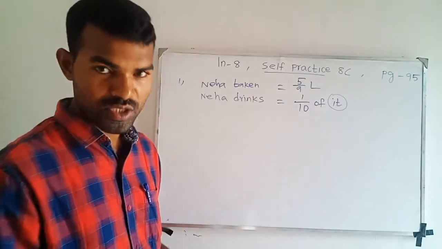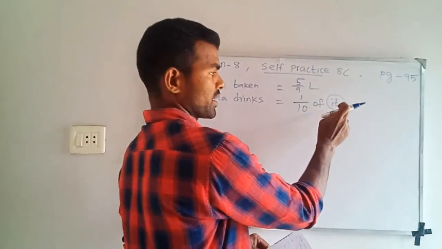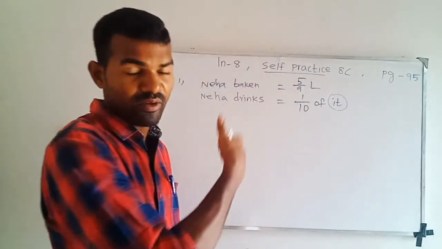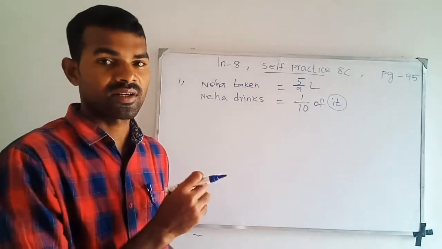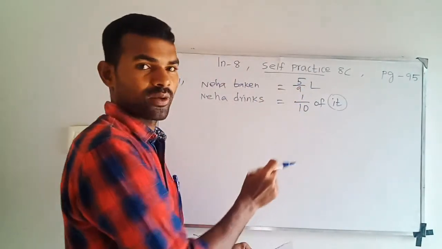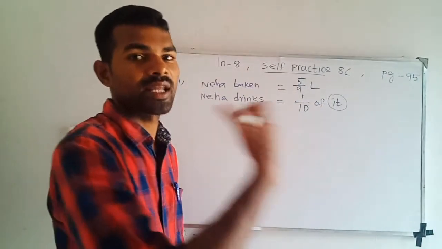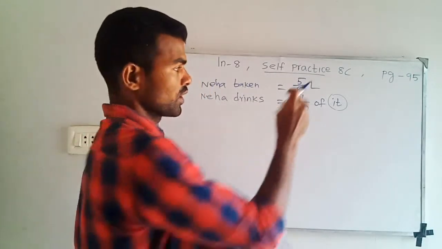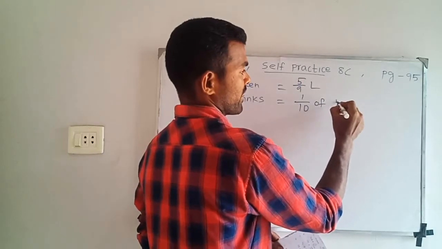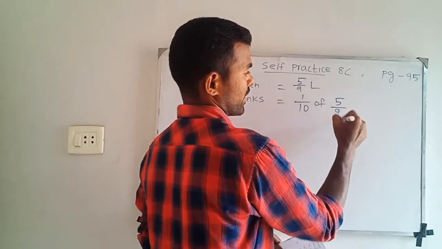So when she went to the gym, there she drinks 1 by 10 of it. In the place of it, you have to write the first fraction number they are giving, before 1 by 10. That is 5 by 9. From this amount only she is drinking. So write 5 by 9 here.